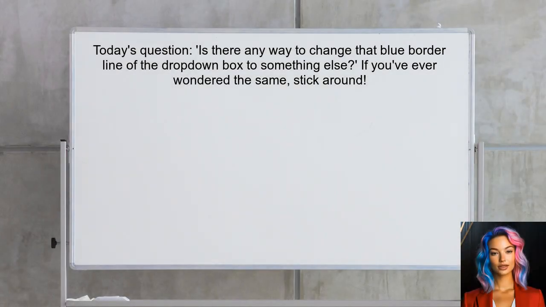Here's the specific question we're addressing today. One user asked, is there any way to change that blue border line of the drop-down box to something else? If you've ever wondered the same, stick around as we find the answer together.